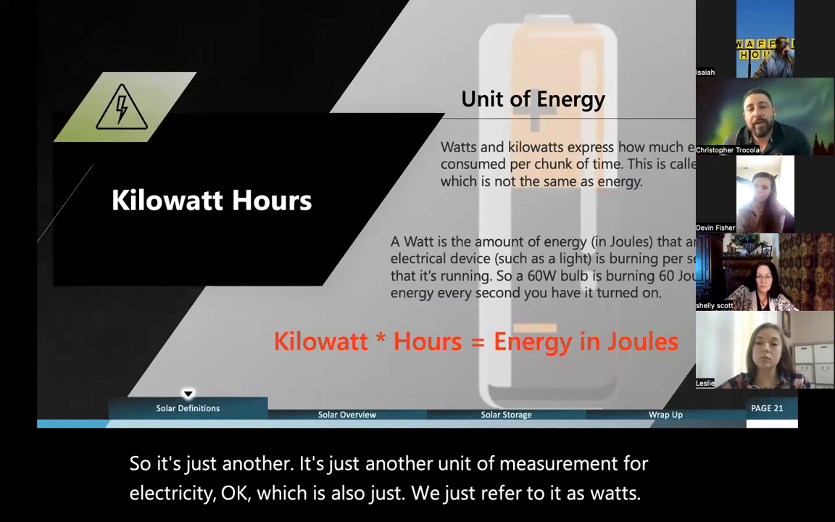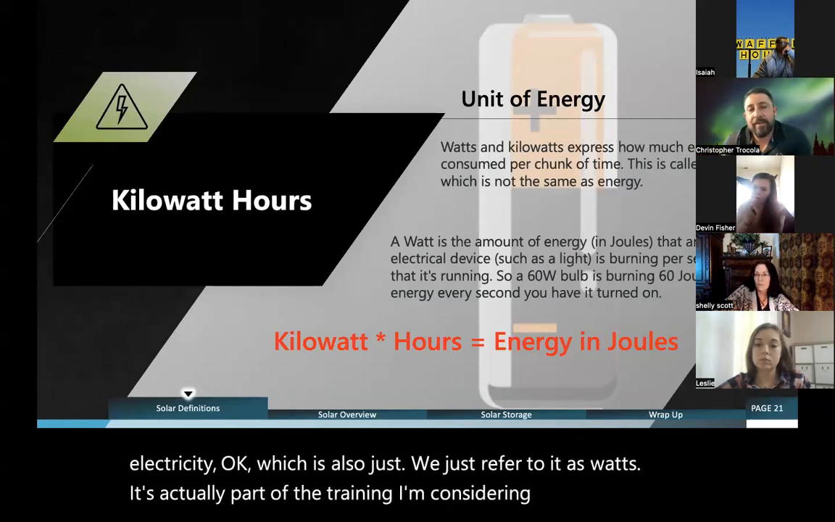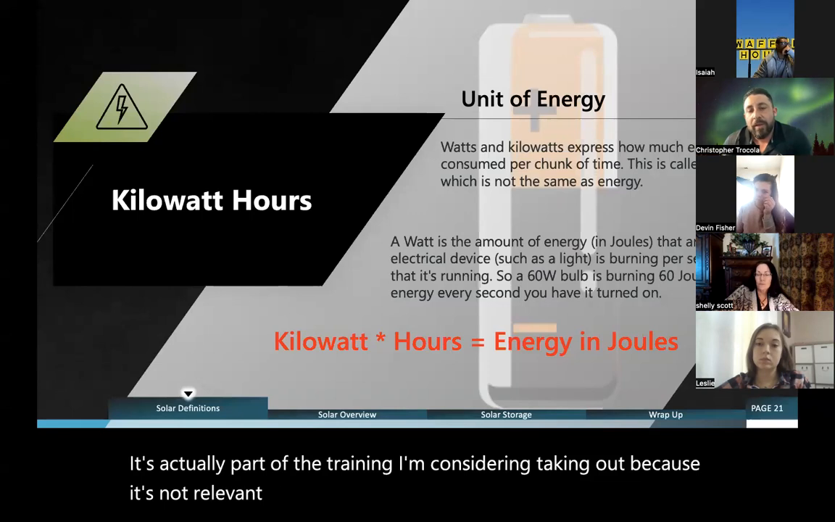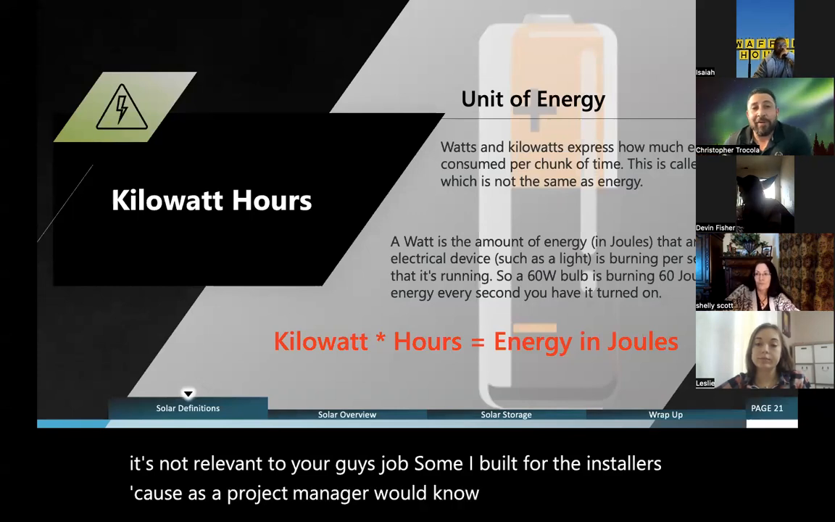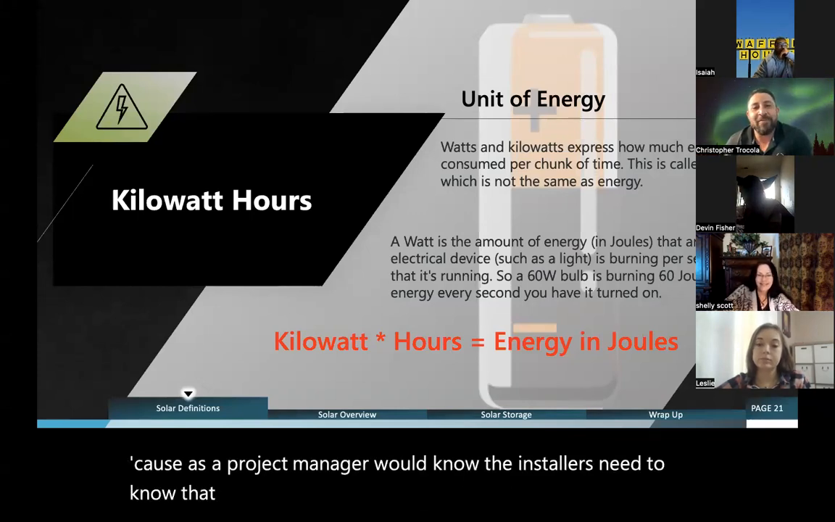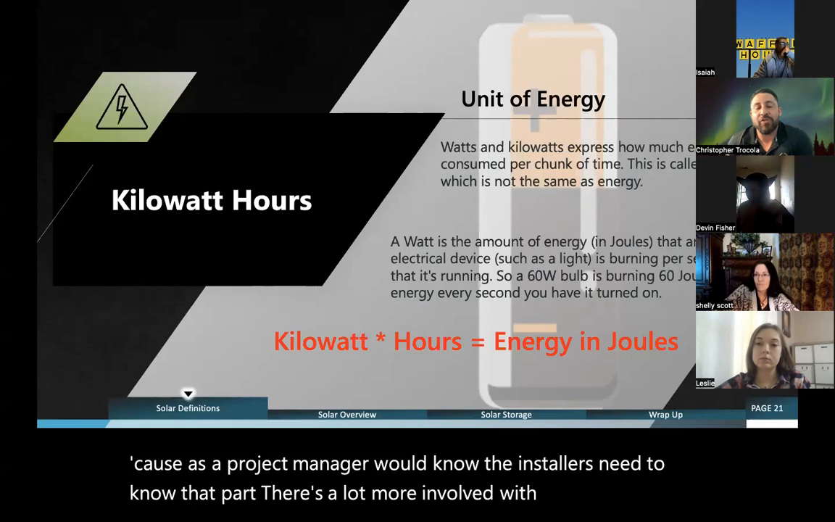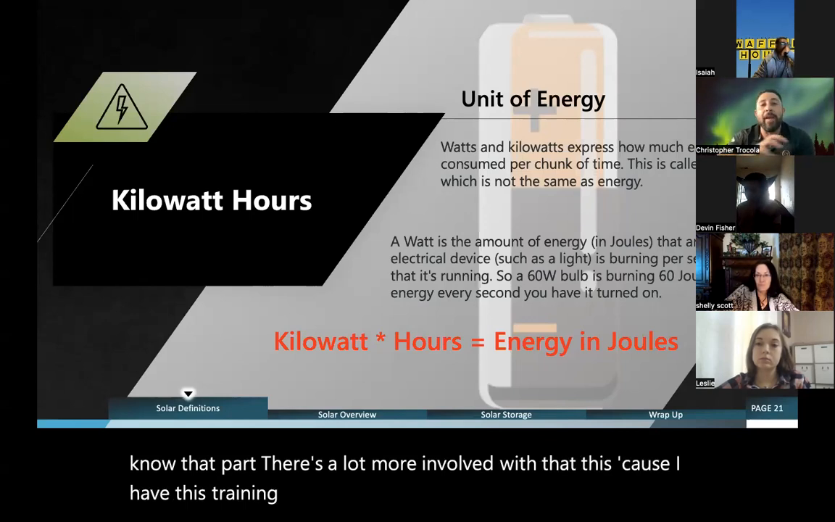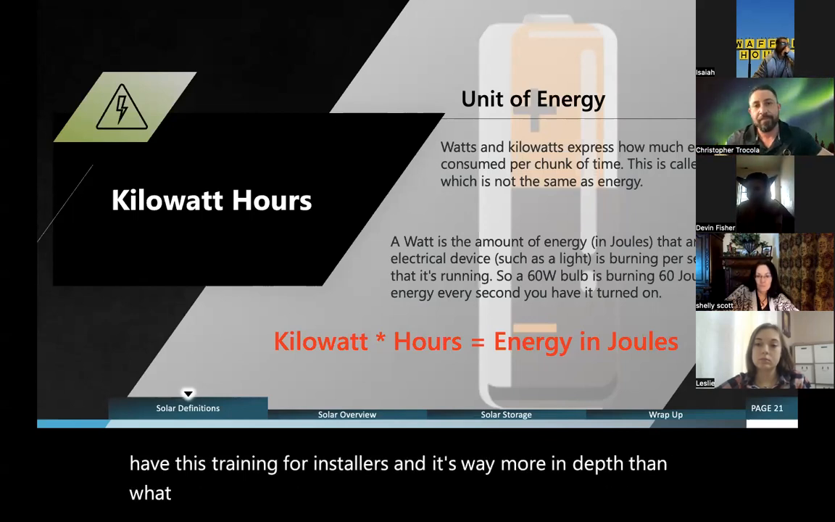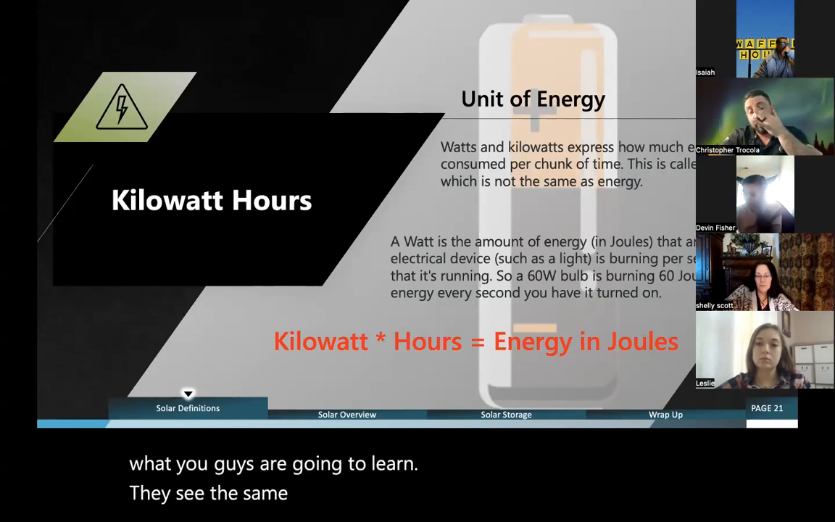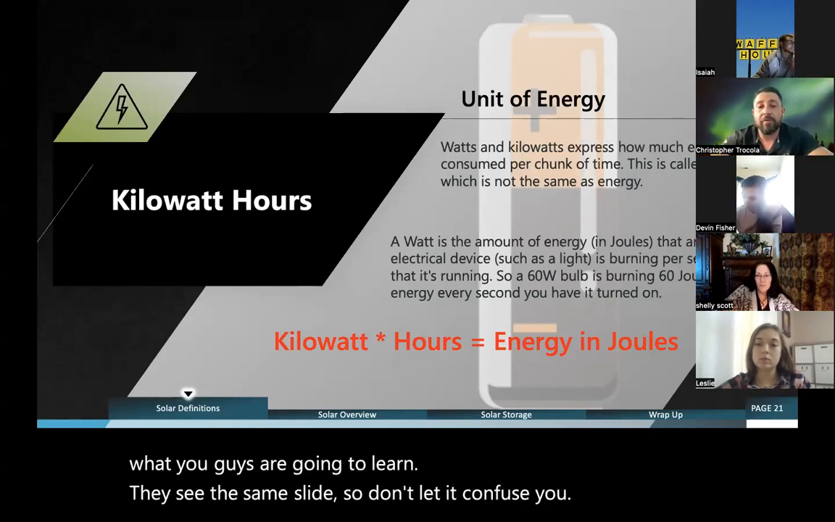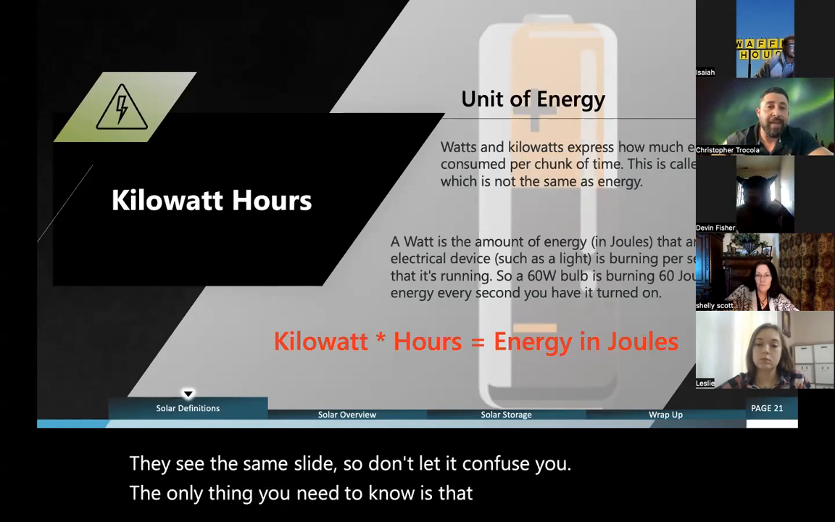It's actually part of the training I'm considering taking out because it's not relevant to your jobs. It was something I built for the installers, because as a project manager would know, the installers need to know that part. There's a lot more involved with it. This training for installers is way more in depth than what you're going to learn. They see the same slide, so don't let it confuse you. The only thing you'll need to know is that kilowatt hours equals energy in joules.